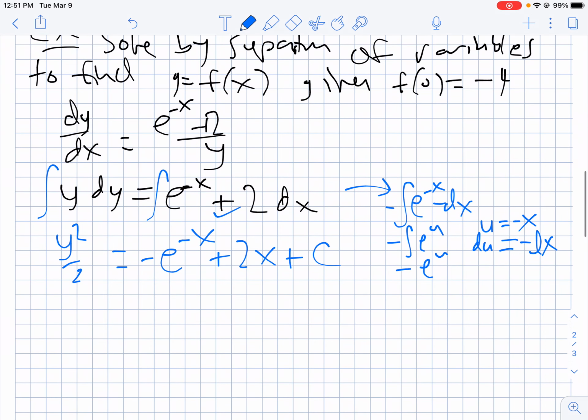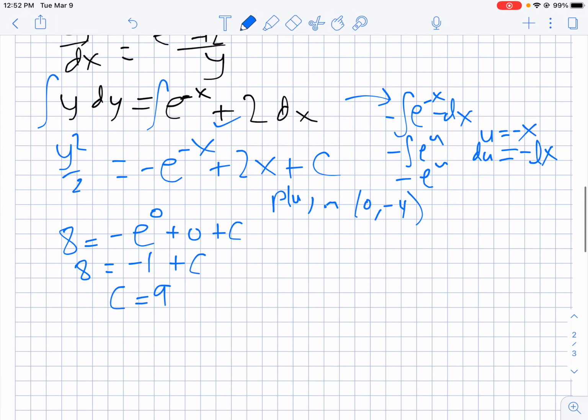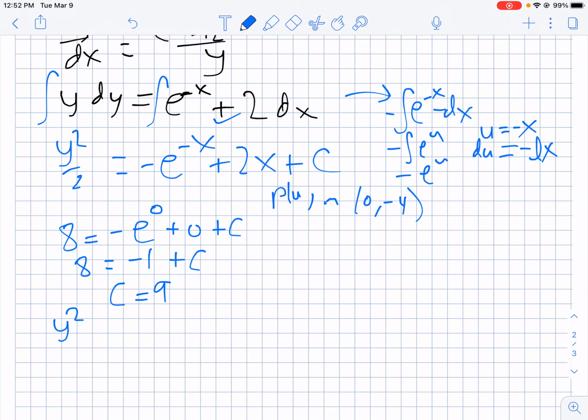All right, so just like before, my initial point here was 0, negative 4. The f of 0 is just like the y is 0, same thing. So we're going to plug in the 0, negative 4. Okay, so negative 4 squared over 2 is 8, equals negative e to the negative 0 plus 0 plus c. So 8 is negative 1 plus c, so my c value is 9. All right, so again, we'll plug that back in. y squared over 2 equals negative e to the negative x plus 2x plus 9.